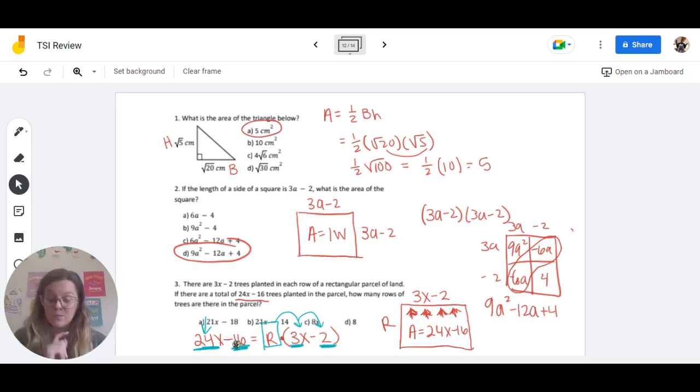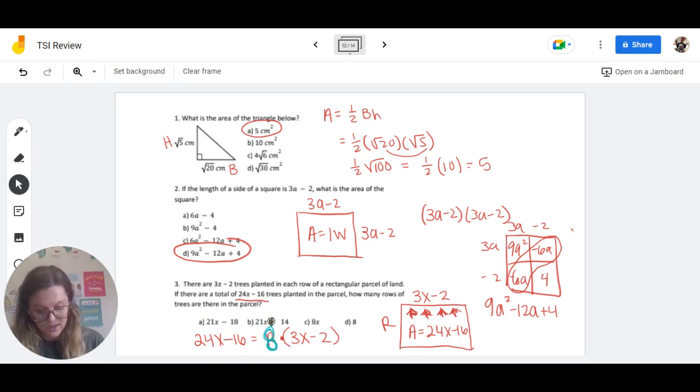16? Yep, so that means if I were to replace r with the number 8 and I distribute it, it would in fact give me my total area of 24x minus 16. So I know my answer choice here is 8. I know this one is a little challenging, especially because we didn't learn how to divide, but we can always look at it another way. Division is the same thing as just seeing what I can multiply in to get that answer as well.